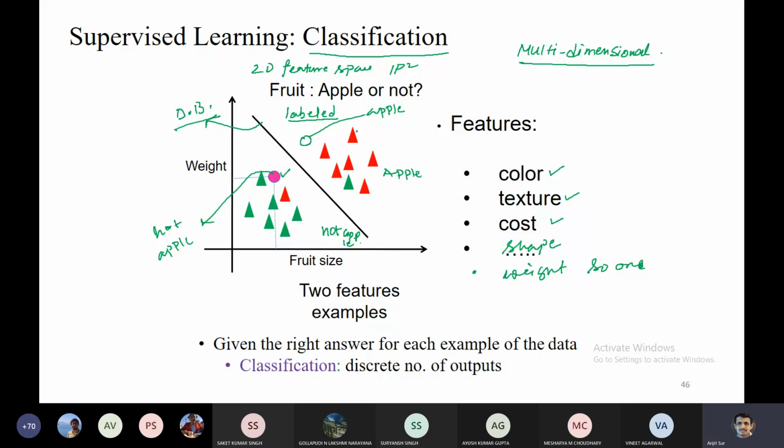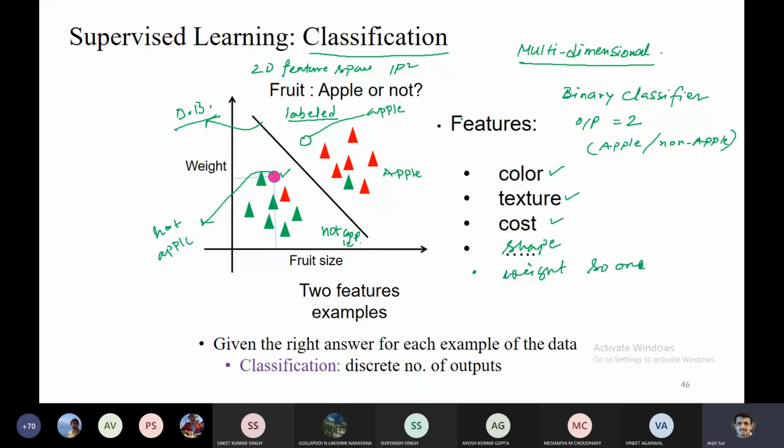So given the right answer for each example of the data, the discrete number of outputs, so the output is 2. It's called binary classification. A classifier with the output equal to 2: one is apple and non-apple. It may be a multi-class classifier, which will come later. What is a multi-class classifier? Okay, so this is just an example of classification.